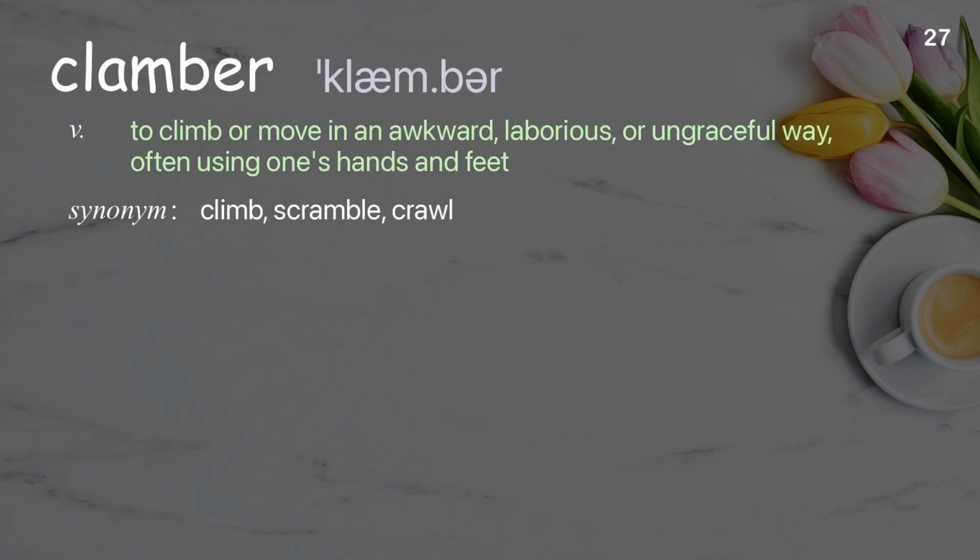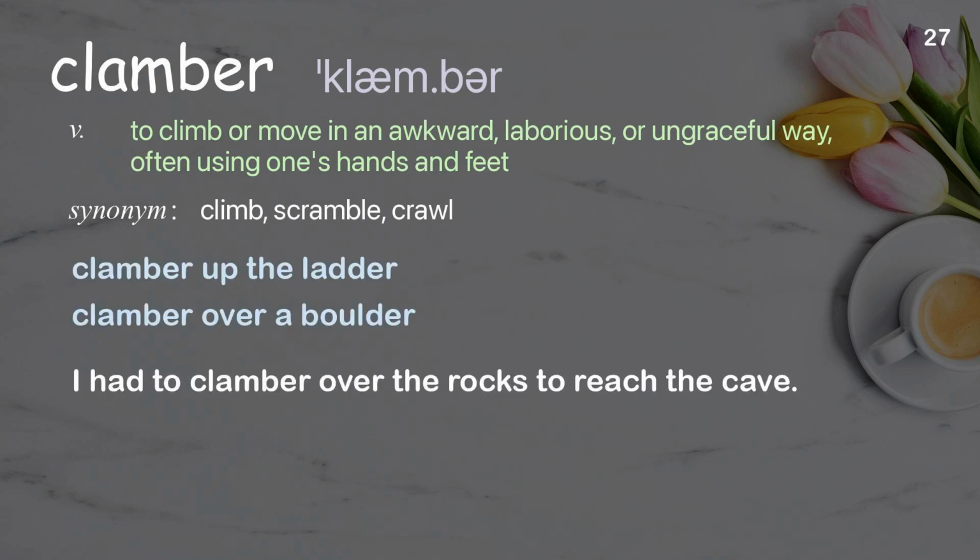Clamber. To climb or move in an awkward, laborious, or ungraceful way, often using one's hands and feet. Examples: Clamber up the ladder. Clamber over a boulder. I had to clamber over the rocks to reach the cave.